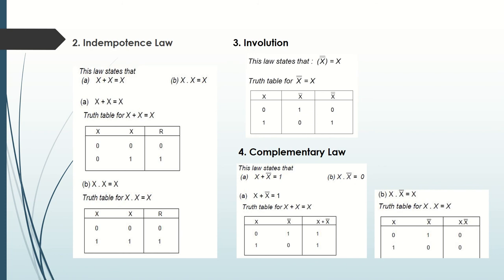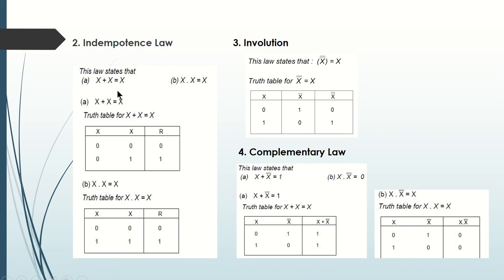I repeat: from the idempotence law onwards, we are going to discuss 9 theorems, and there will be two statements for each theorem. If x plus x is equal to x is one statement, you can write the duality of the same, and that becomes the other statement of the same law. Similarly, x dot x is equal to x.